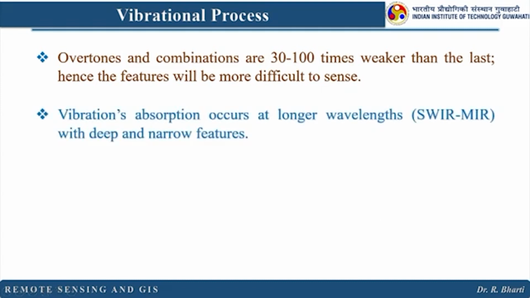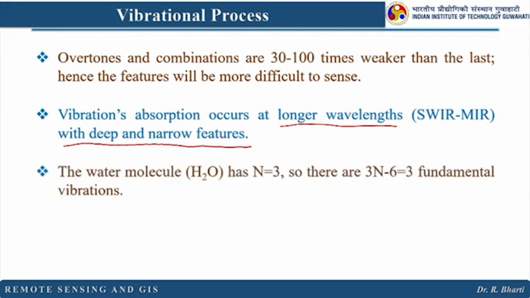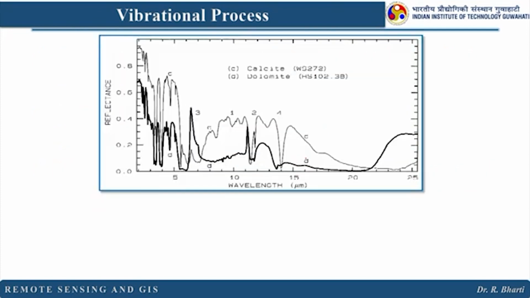Vibrational absorption occurs at longer wavelength with deep and narrow features. So, remember, electronic process gives absorption features in the shorter wavelength, whereas the vibrational process results in absorption features in the longer wavelength, right. The water molecule, that is H2O, has n equal to 3. So, there are 3n minus 6, which is basically 3. So, the water molecule will have fundamental frequency in 3 positions, right.